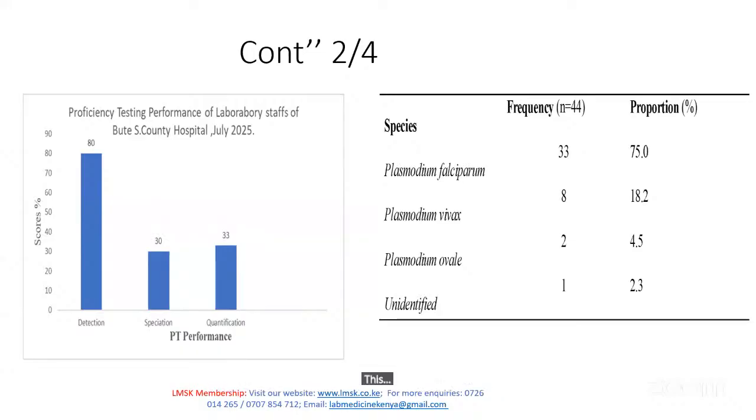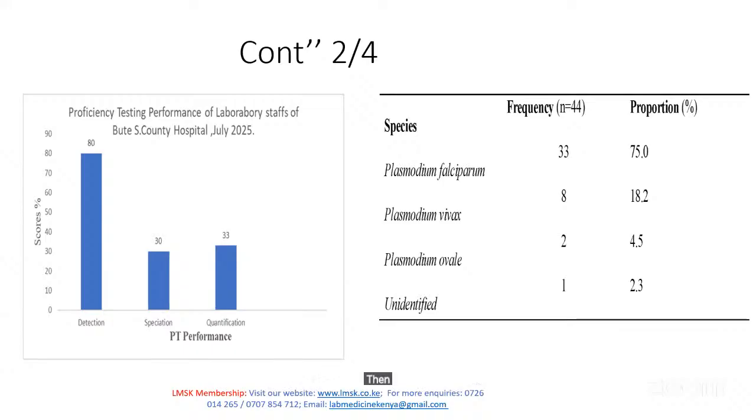This is a table. So the table has got frequency and it has the species. The rule of thumb while using a table is that you're supposed to have your denominator, not only the numerator. So the denominator is N44. Those were the samples that were analyzed, N44. So always have your denominator in place.